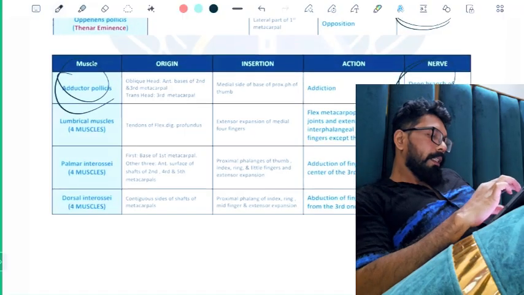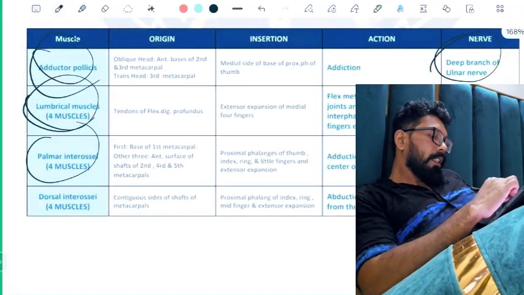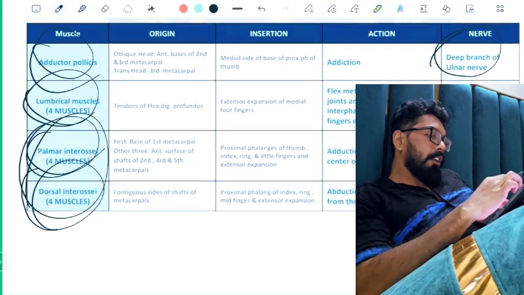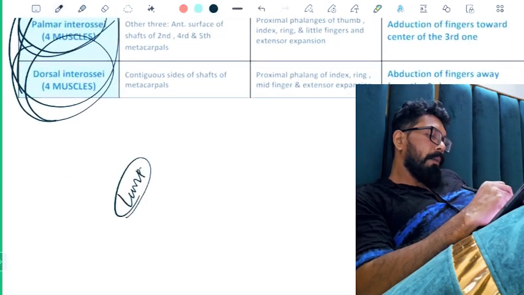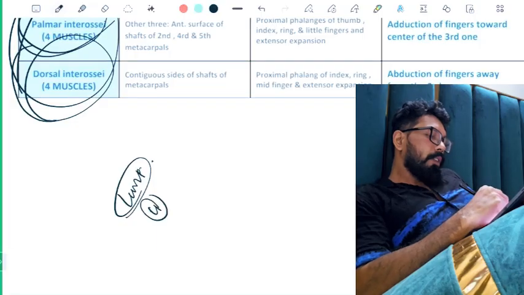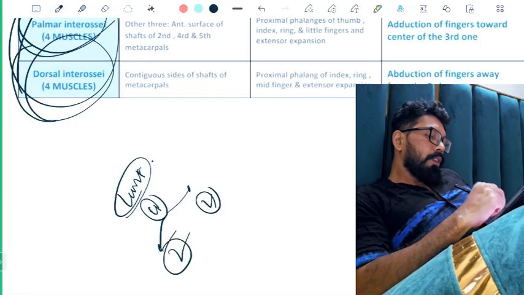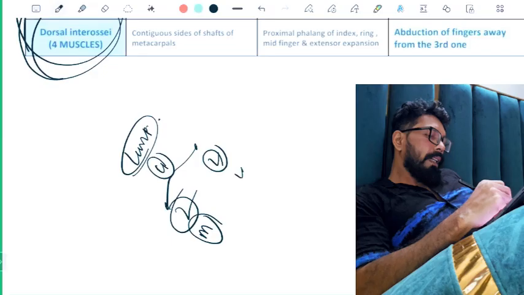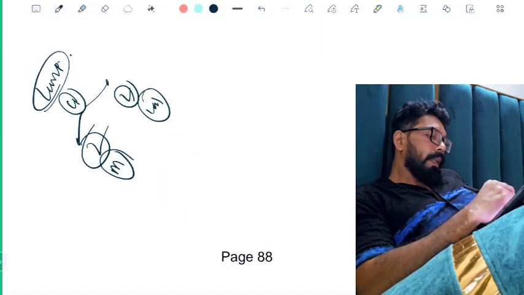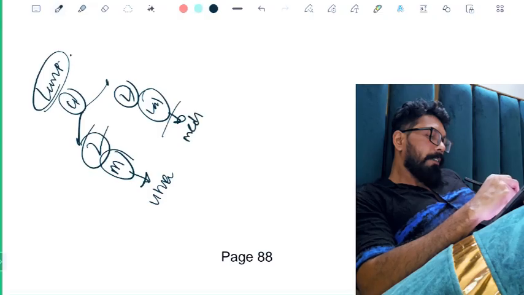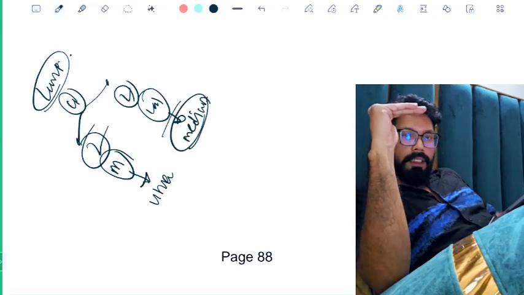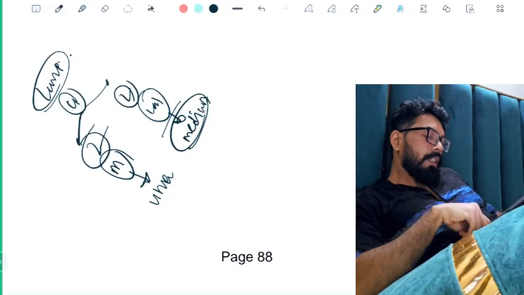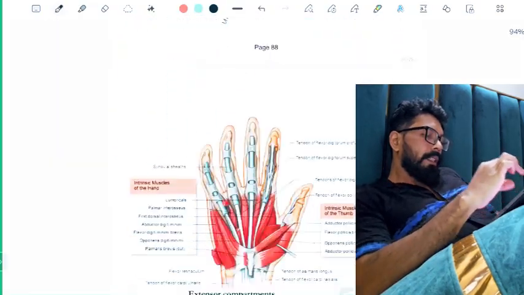Don't worry about it. Then we have lumbricals, four lumbricals, and eight palmar and dorsal interossei, which I have already shown you. The only problem is with the lumbricals. We divide the four lumbricals in two: medial 2 and lateral 2. Medial 2 is supplied by the ulnar nerve and lateral 2 by the median nerve. This function is done by the lumbricals. So these are about the muscles.